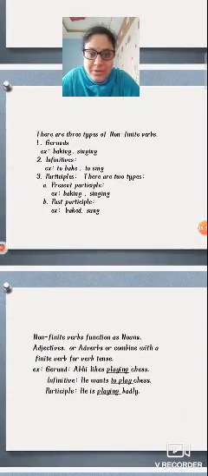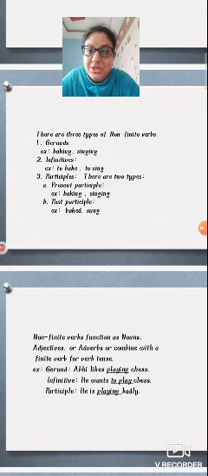There are three types of non-finite verbs: gerunds, infinitives, and participles. Gerunds, for example, baking and singing, are nothing but words ending with -ing. And infinitives, so to bake, to sing. Before the infinitives, "to" is compulsory. You have to keep the "to".